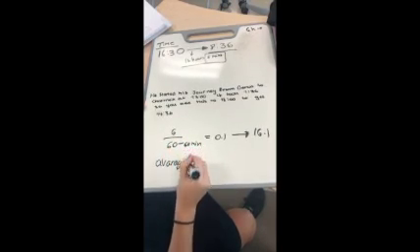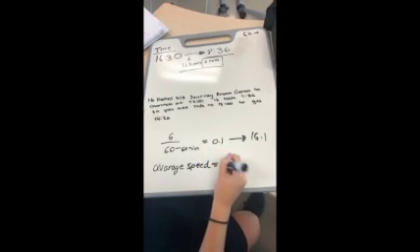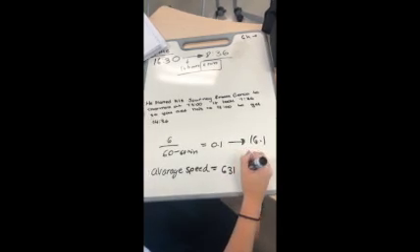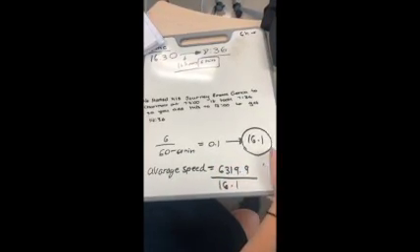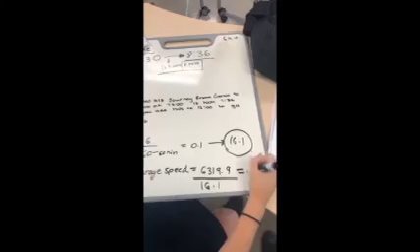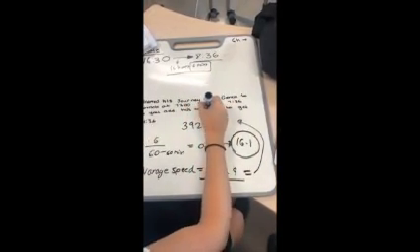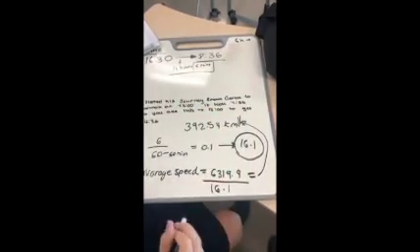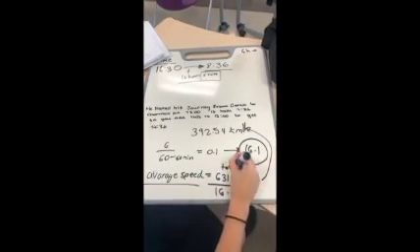So now we have to calculate the average speed. So the average speed equals total distance divided by total time. As we just calculated, we found out that the total distance is 6319.9, and we just found the total time, which is 16.1, which equals 392.54 kilometers per hour. So just to recap, the average speed formula is total distance divided by total time.